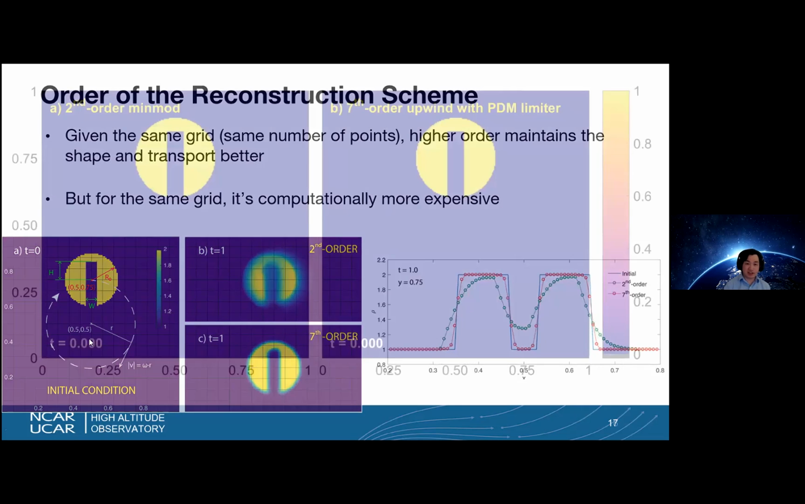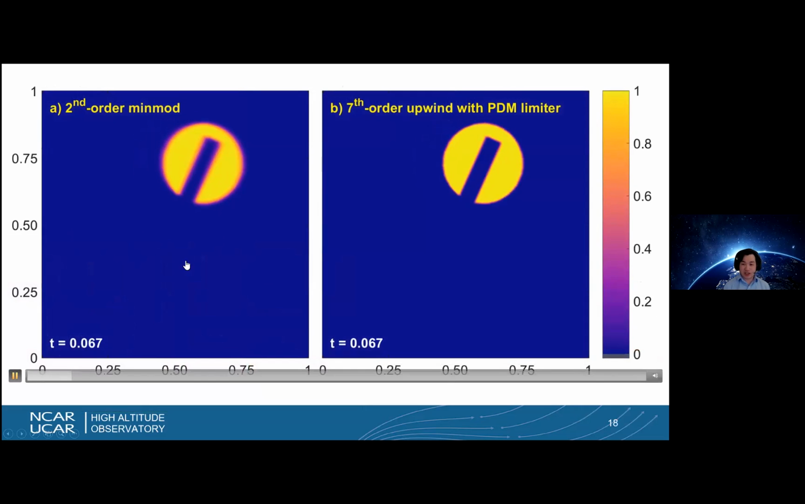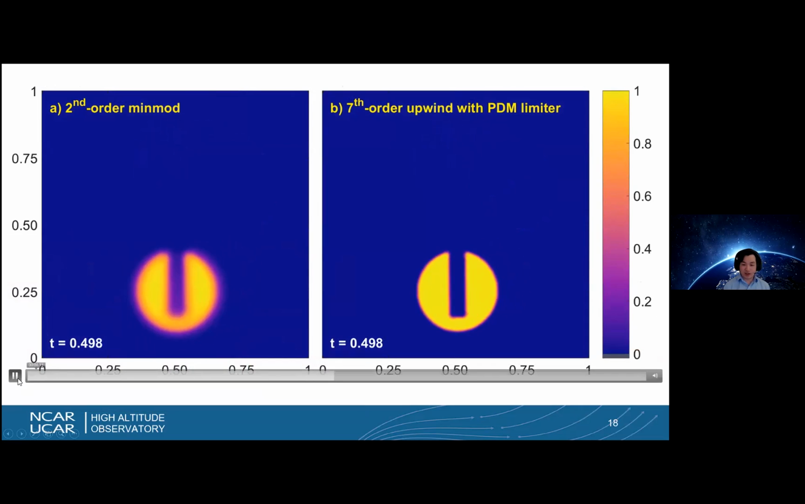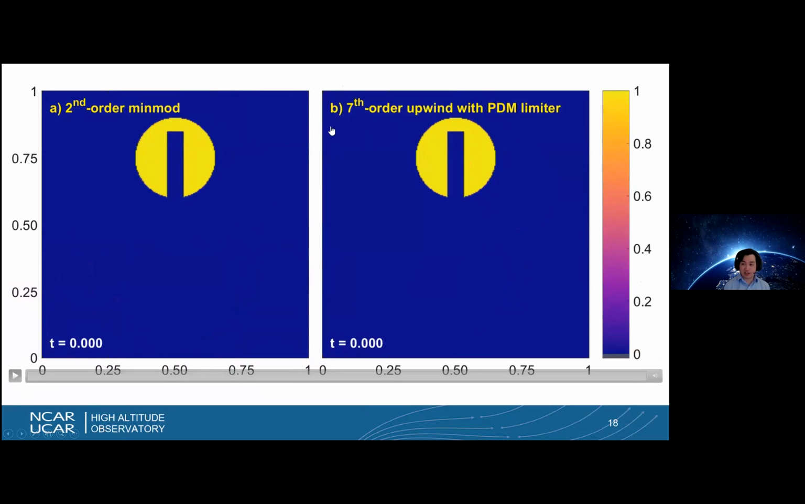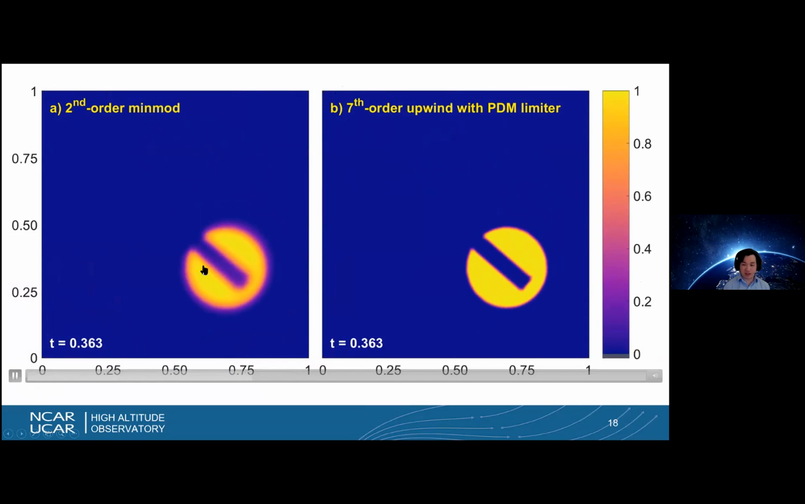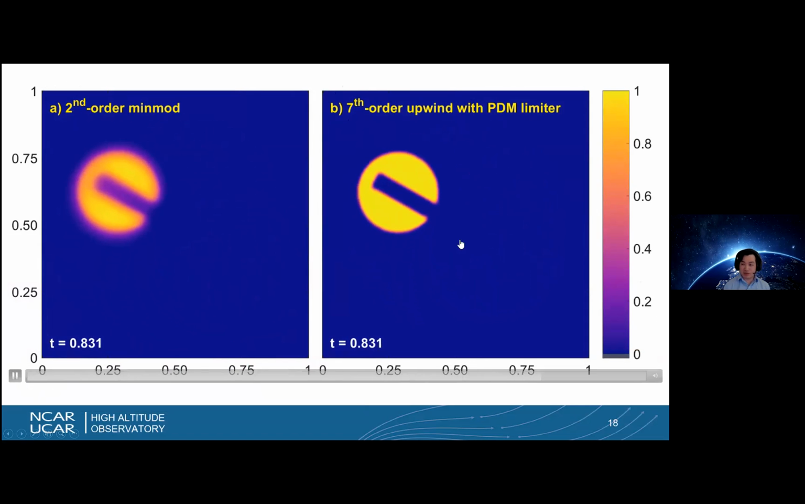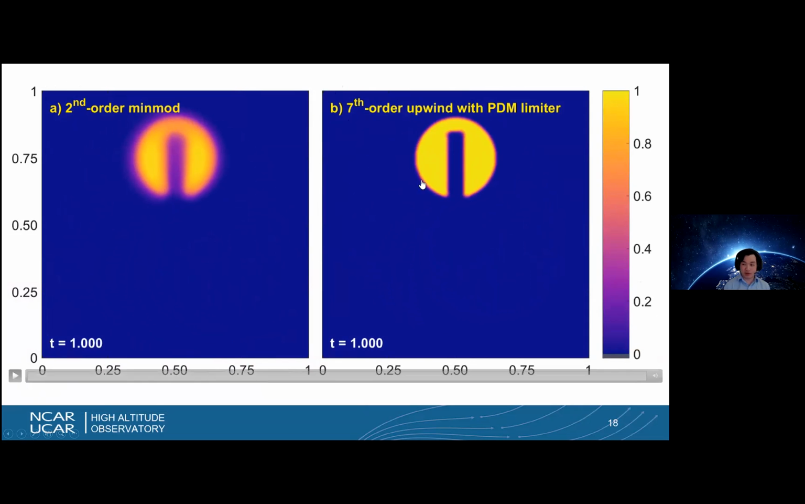All right, so let's take a look at that as it moves forward in time. So here's your second order scheme on the left. If you start at the beginning, you can see that the very beginning is the same shape. You have your second order on the left, 7th order on the right. If we move that forward in time, you can see that very quickly this starts to be diffused, and as it moves, it starts to diffuse around the edges and gets a lot smeared out, but you maintain the shape much better with the 7th order here.